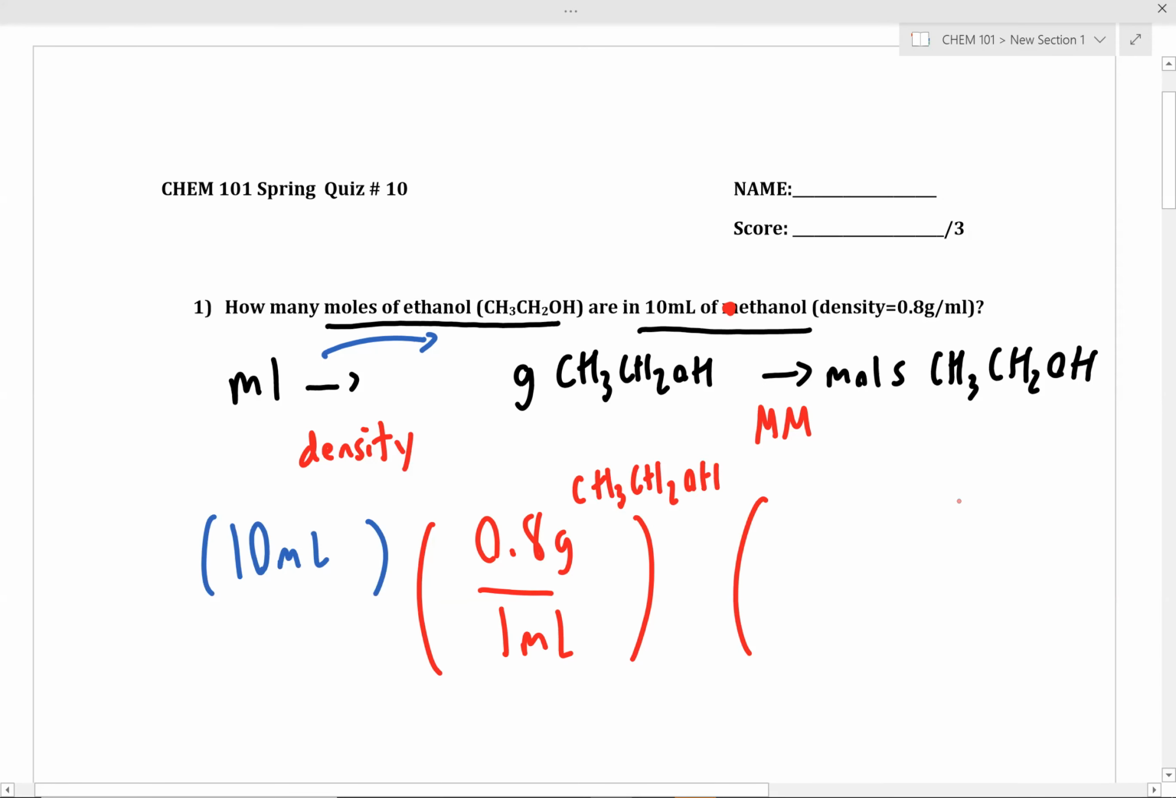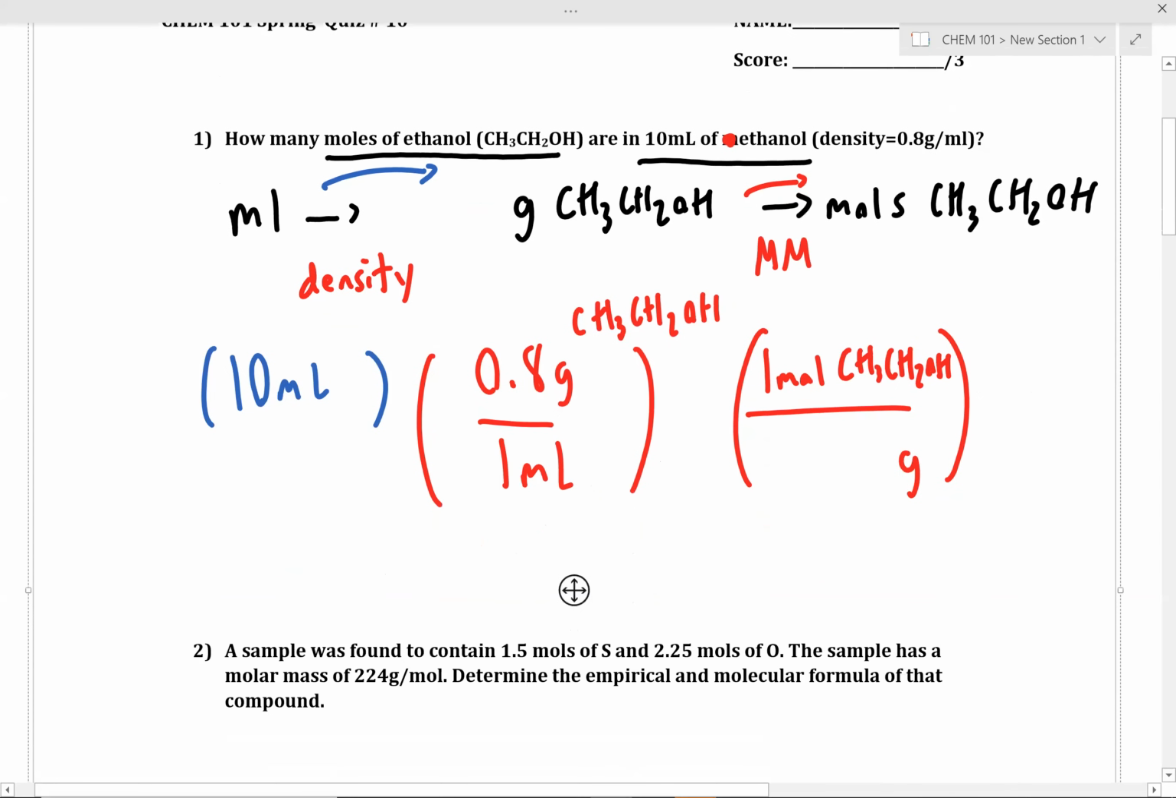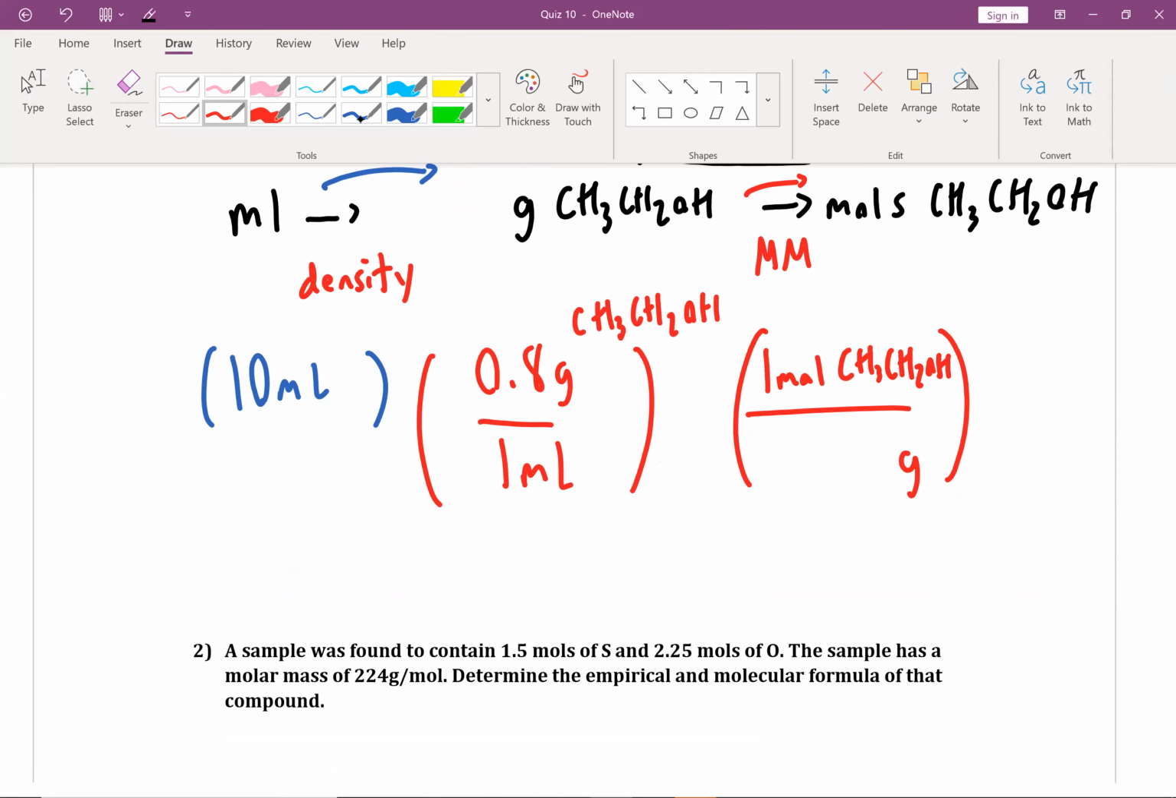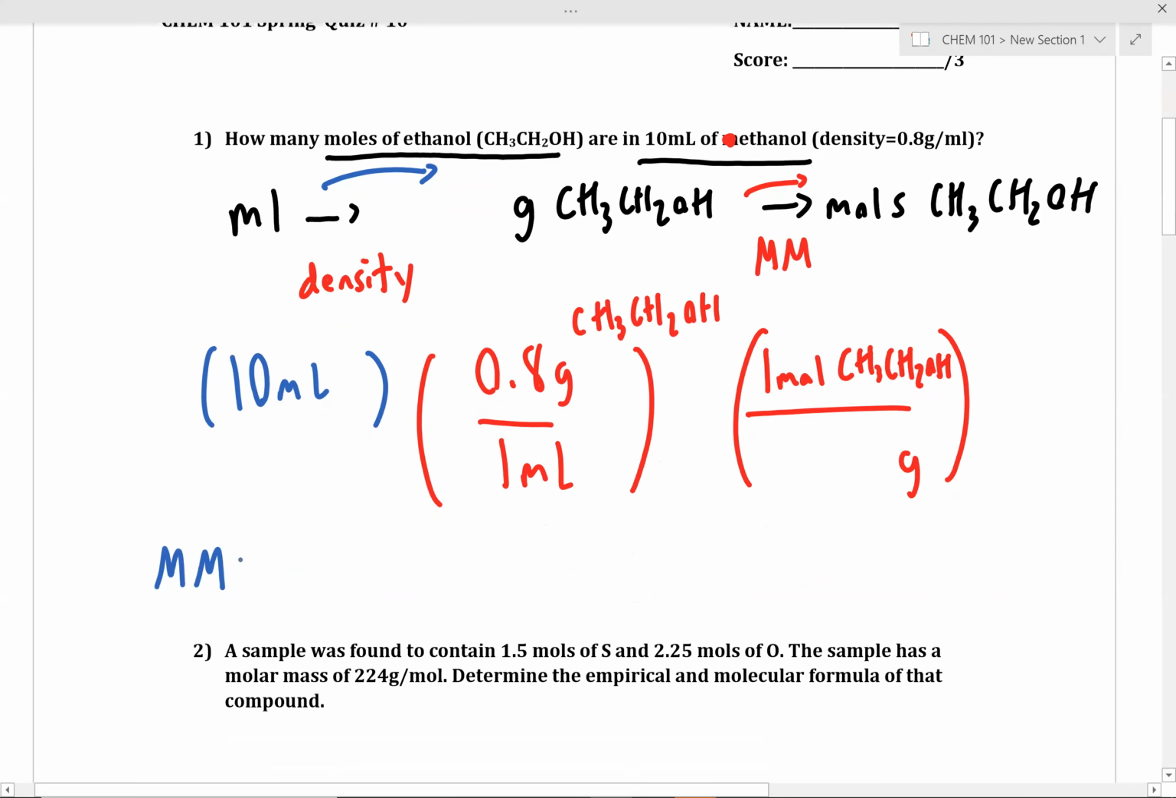Okay, for our next step, if we're going from grams to moles, what units need to be on top? Moles. So then, in 1 mole of ethanol, we have how many grams? Let's do this sidebar calculation. So for our molar mass, let's break down the formula and let's calculate it. So the molar mass, we have to add the mass of every single atom of every single element.